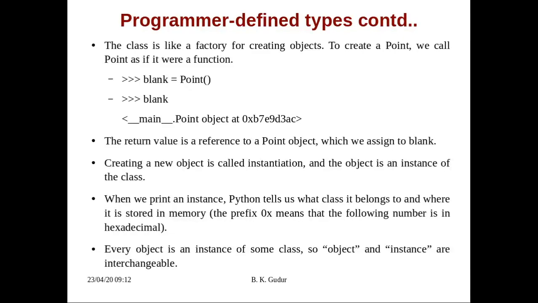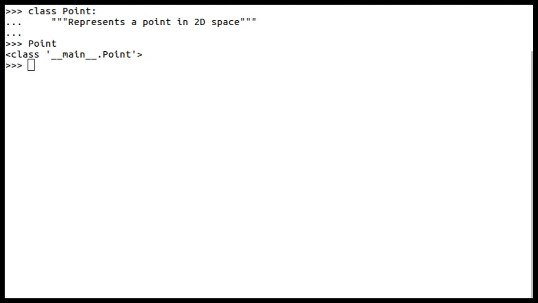As I told, the constructor is a method whose name is similar to that of the class name, and when we call that constructor, meaning the class, it is going to create a new object of that class type. Here, I have already created a class called Point, and if I want to create one object out of this, I can create an object called blank, something like a blank point. blank = Point().